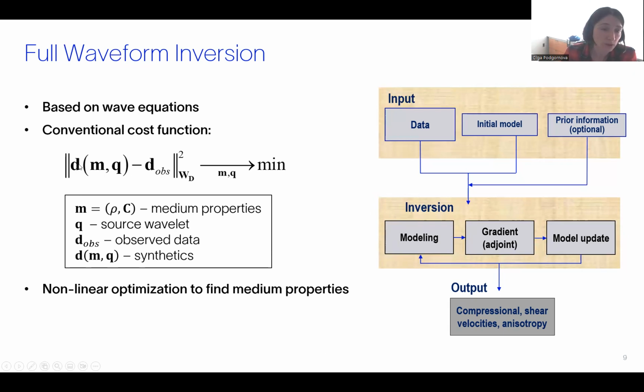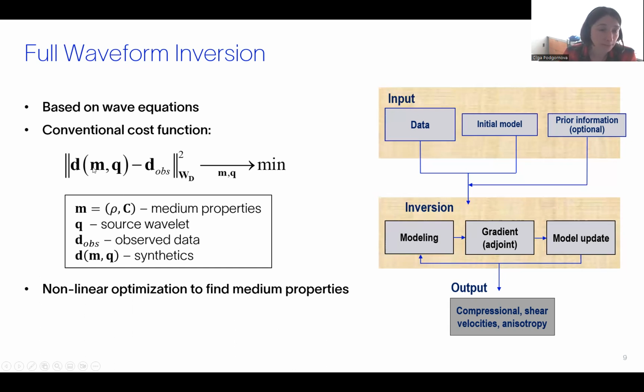For the cost function, here I use a simple weighted least square norm, though other formulations are possible and used. The gradient is computed by the adjoint method, which is a key component. This method allows us to efficiently compute the gradient. Then, based on the gradient, we compute a model update, and we update the model and go on iteratively, because this is a non-linear problem.